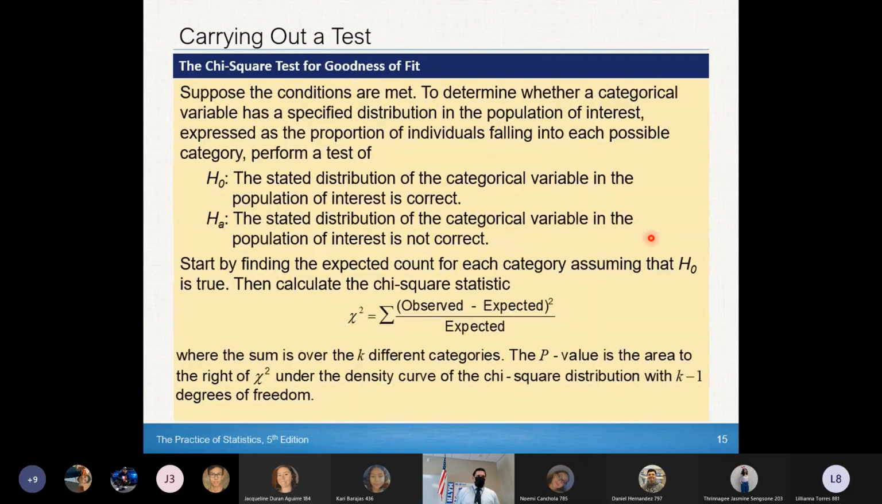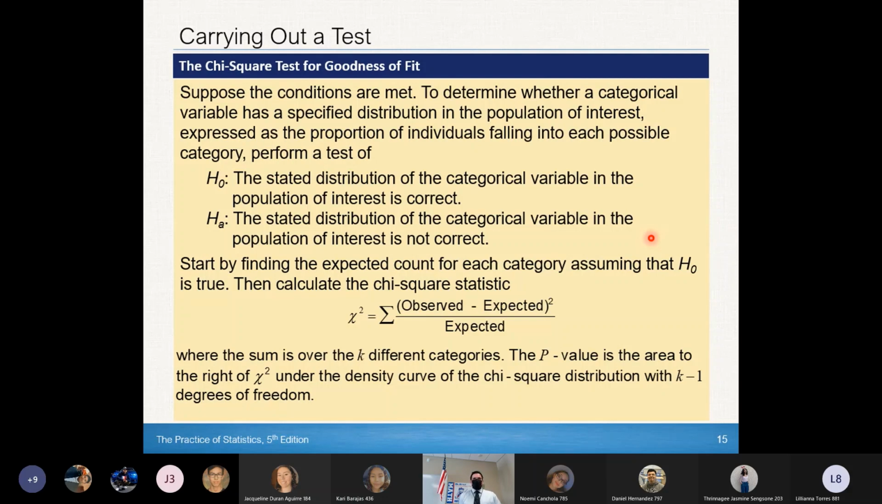And so this is how we carry out a chi-square test for goodness of fit. Suppose the conditions are met. To determine whether a categorical variable has a specified distribution in the population of interest, expressed as the proportion of individuals falling into each possible category, perform a test of the null hypothesis that the stated distribution of the categorical variable in the population of interest is correct, versus the alternative hypothesis that the stated distribution is not correct. So a lot of repeating the same thing and then just changing correct to not correct.